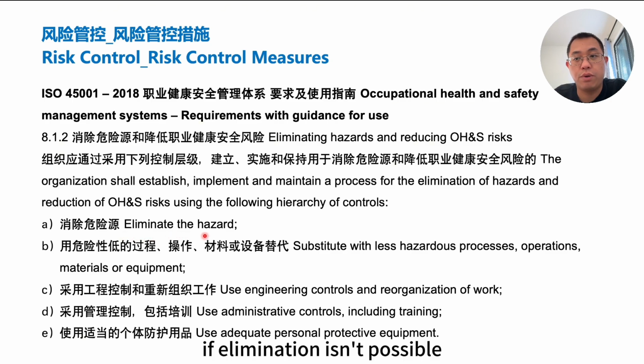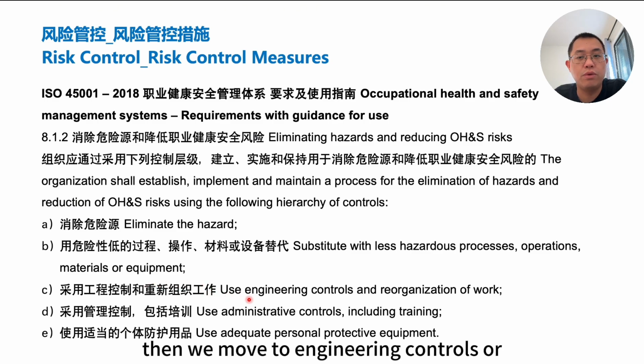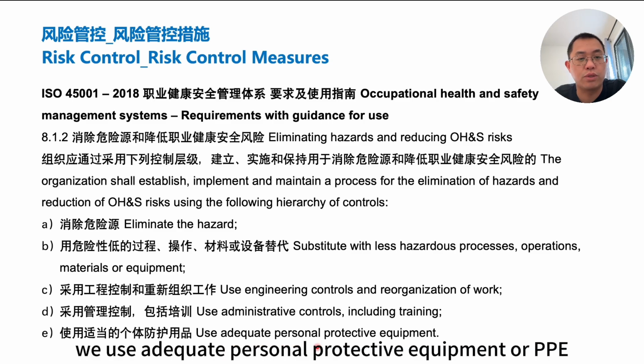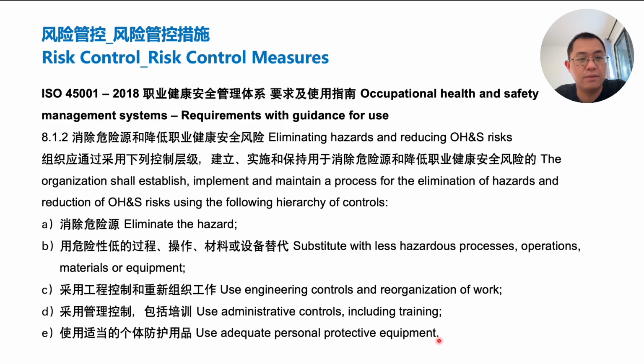If elimination isn't possible, the next step is to substitute it with less hazardous processes, operations, materials, or equipment. And if substitution still isn't feasible, then we move to engineering controls or reorganizing the work to reduce exposure. After that, we apply administrative controls such as training. And finally, as a last line of defense, we use adequate personal protective equipment, or PPE.